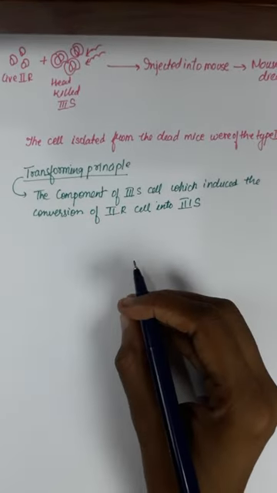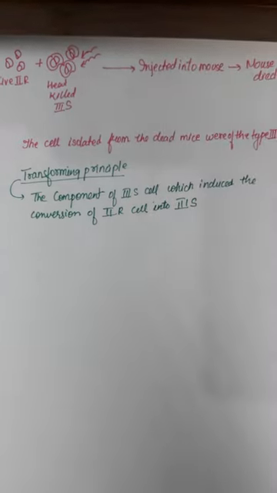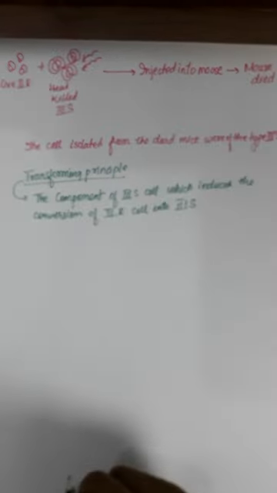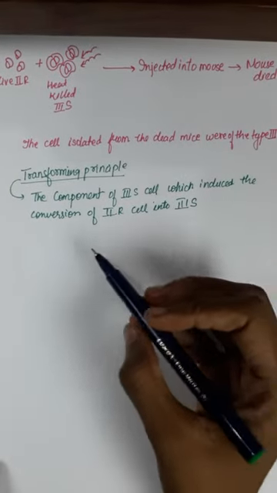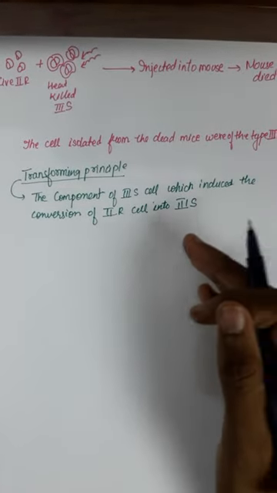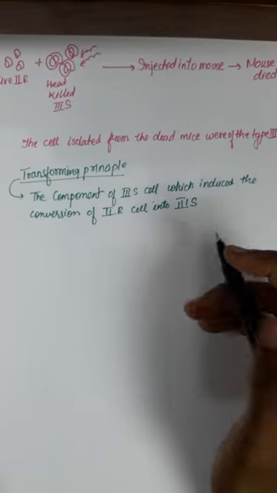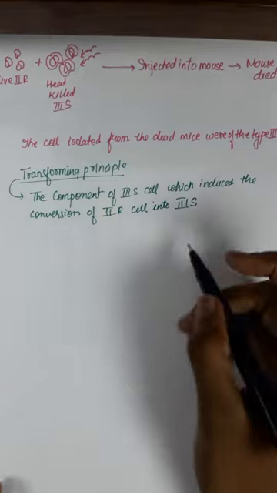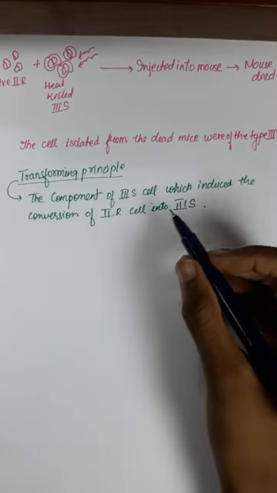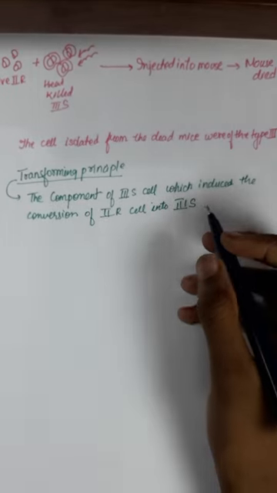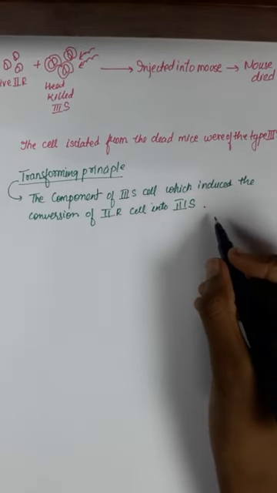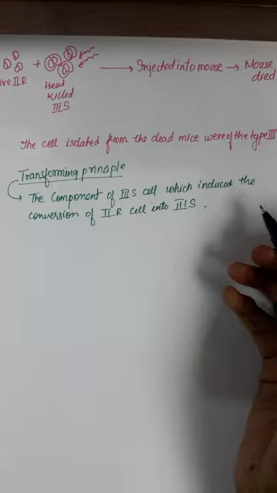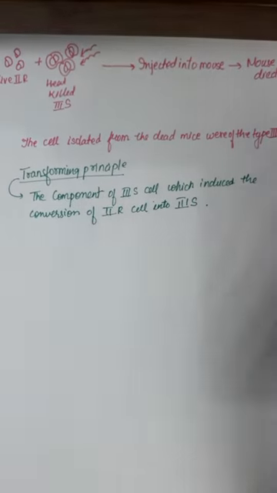But this experiment was not accepted because he was unable to say what is that material which transfers from 3S to the 2R cell and induces the conversion of 2R cell into 3S. This theory was rejected because he did not give any hint to identify the transforming component.